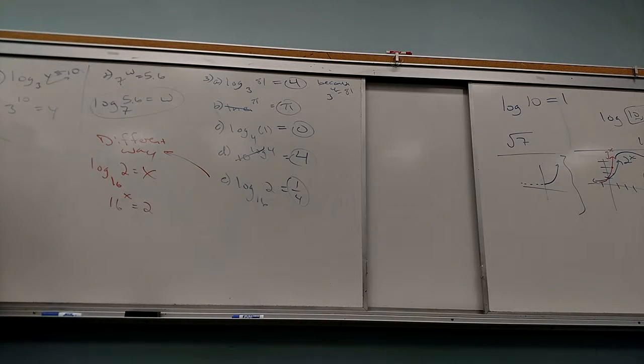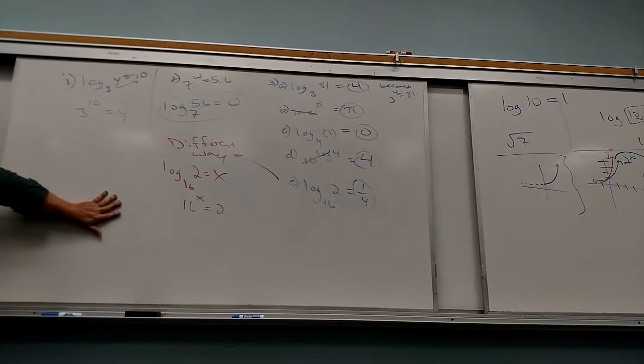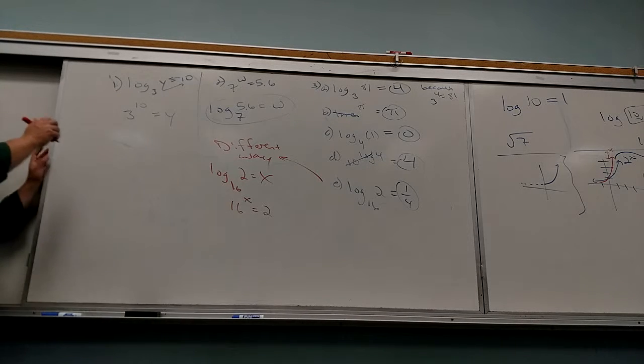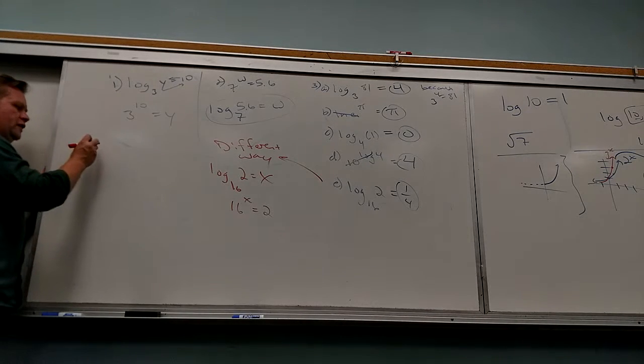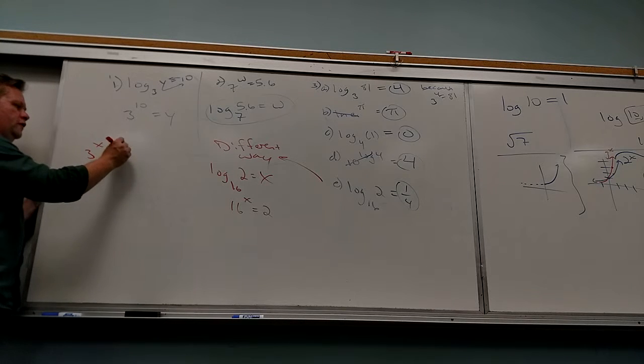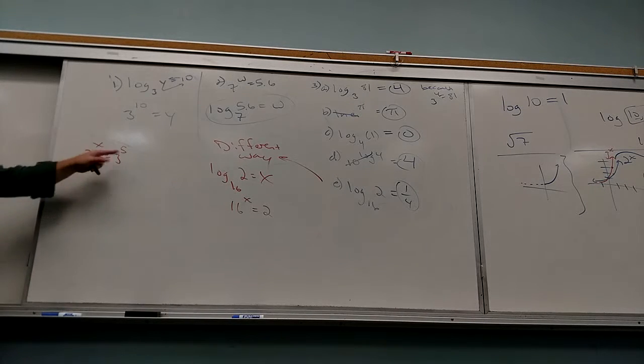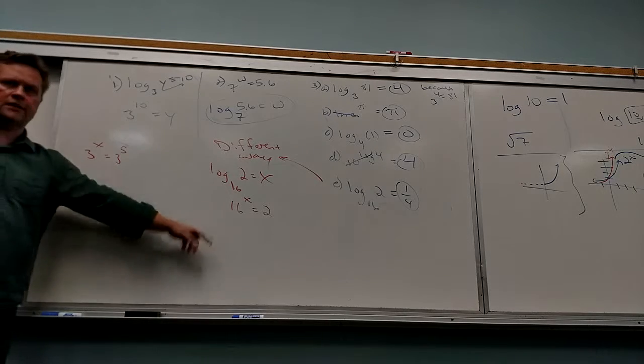All right, now watch. This is way too cool to believe. Quick side note. What if I said 3 to the x equals 3 to the 5th? What's x? 3 to the x equals 3 to the 5th. x has to be 5, right? You guys with me? So if the bases are the same, this kind of question would be easy. Are the bases the same?